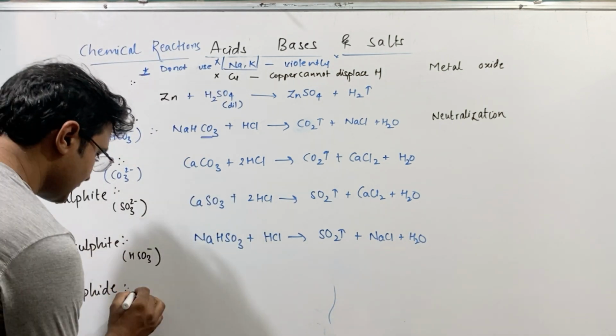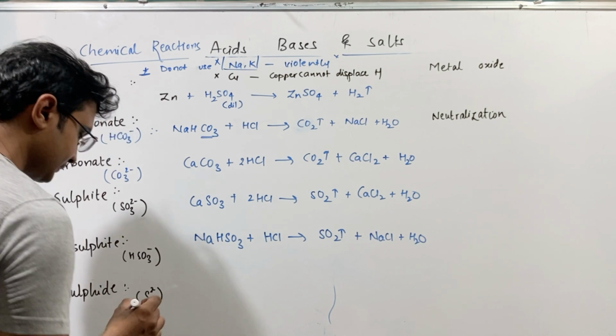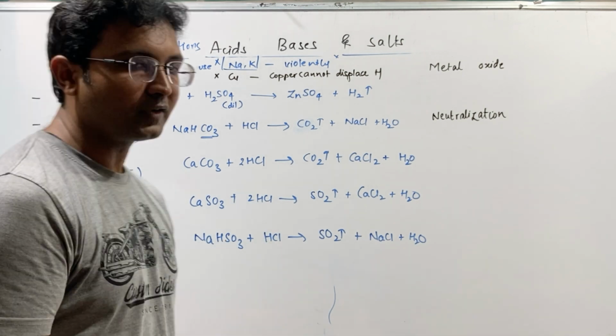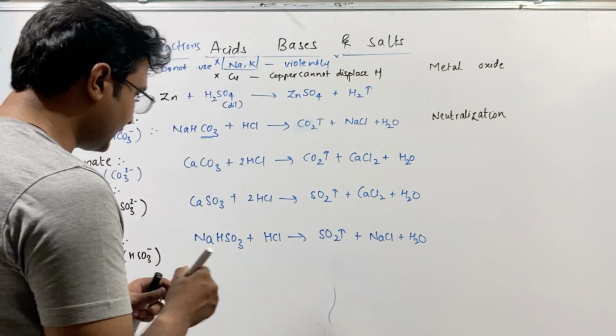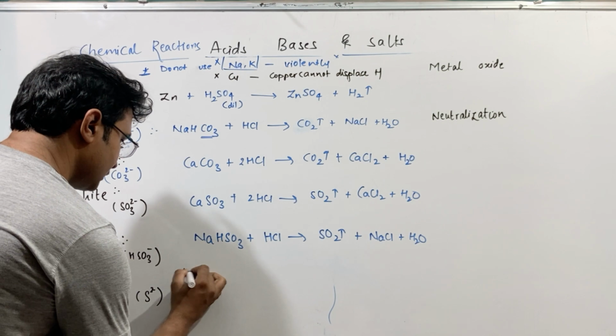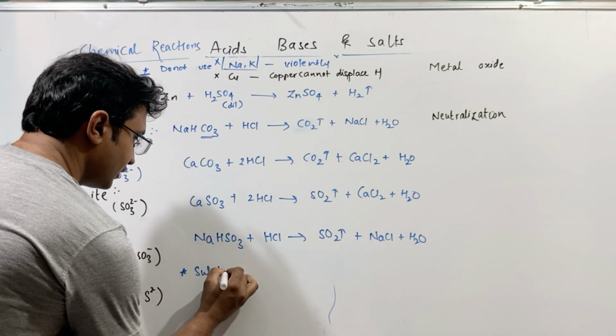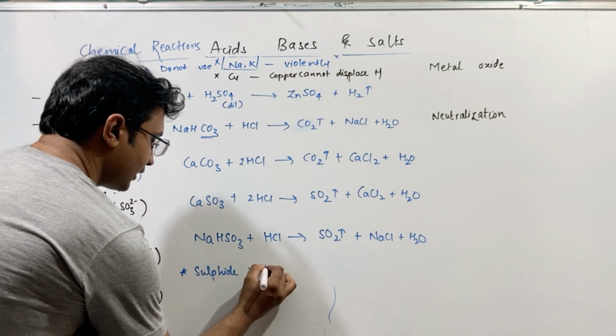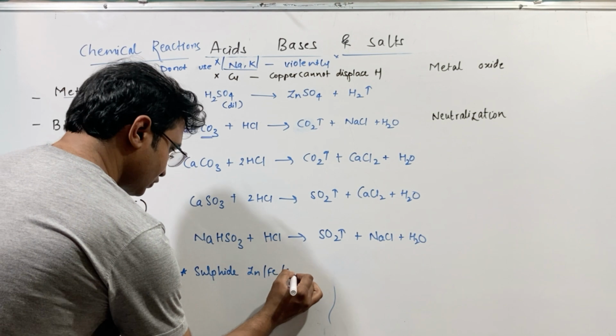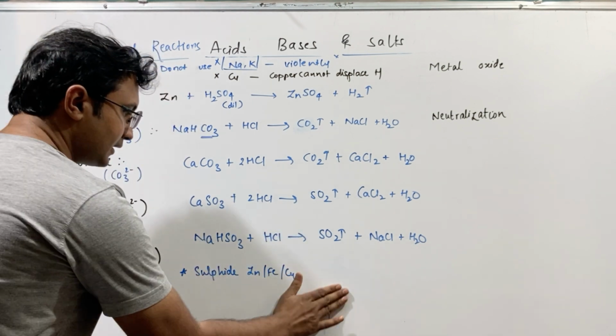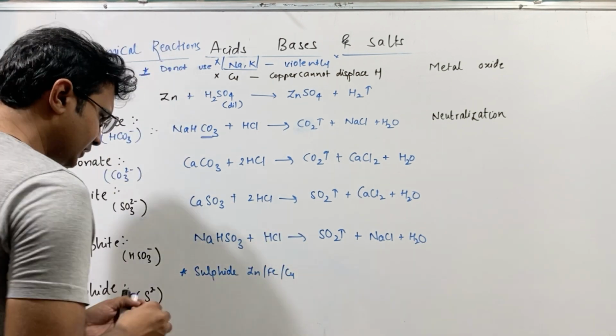Now sulfide. Sulfide is S2 minus. Use the sulfide of either zinc or Fe. That is very important. Use the sulfide of zinc or Fe or, at most, copper. When you are writing the example, either of three you can take.